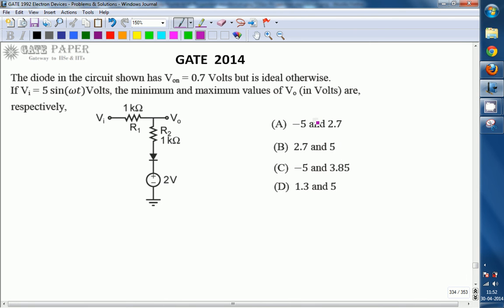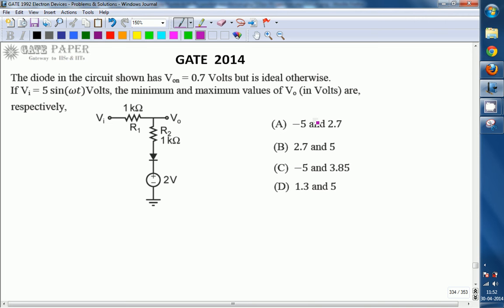Hello, we are discussing the GATE 2014 ECE paper, and this question is related to electronics. The diode in the circuit shown has V on equal to 0.7 volts but is ideal otherwise. If Vi is 5 sin omega t, then what are the minimum and maximum values of V0 in volts?